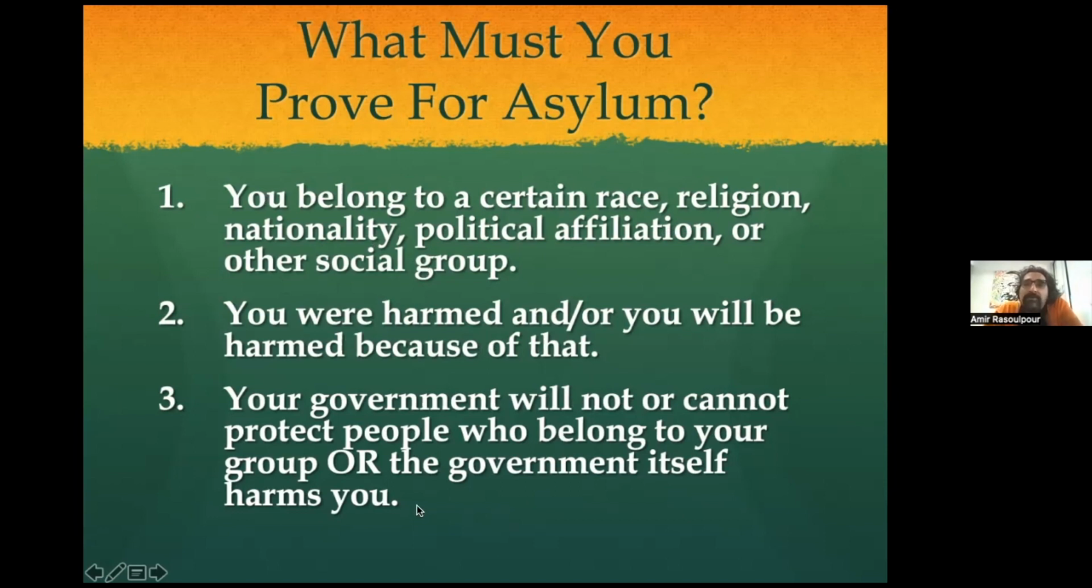And finally, you have to prove that your government, meaning your country of citizenship, or where you were last living, will not or cannot protect people who belong to that group. Or sometimes it's the government itself that is causing you harm.